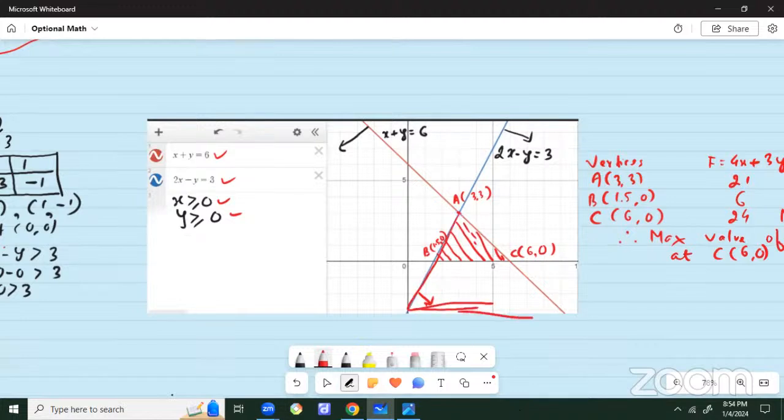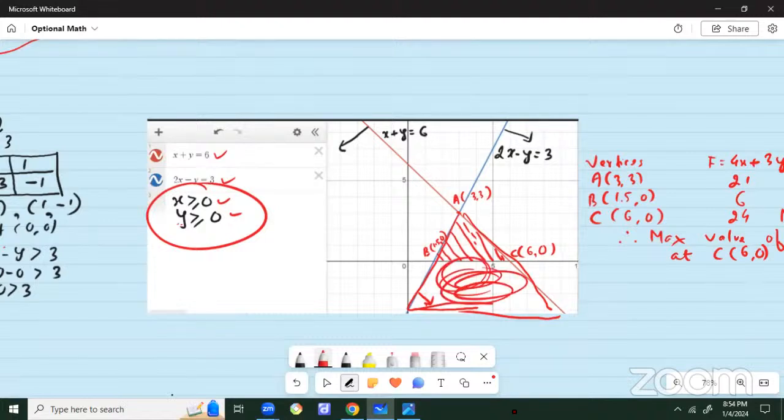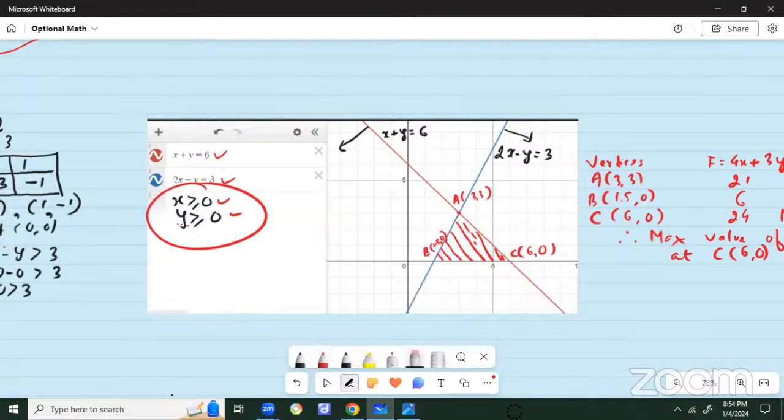Actually, it was all this, but we have to consider these two constraints as well, where x should be greater than or equal to 0. Here x is greater than or equal to 0, but y is not greater than or equal to 0, so we cannot include this one. So we have not taken the region below the x-axis. So the solution region always lies in the first quadrant if these two constraints are given in the examination, where x is greater than or equal to 0 and y is also greater than or equal to 0.